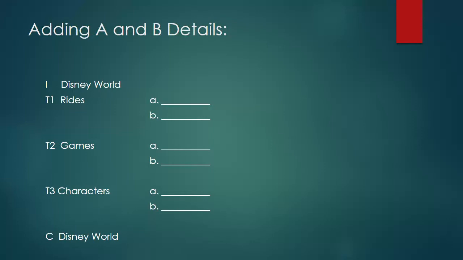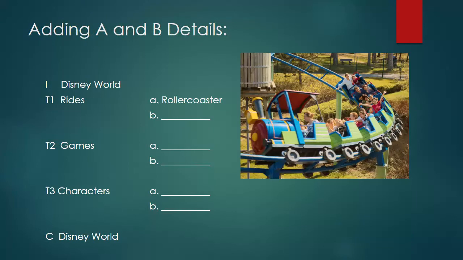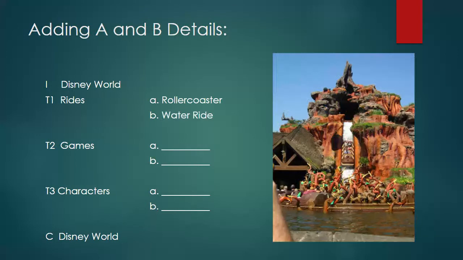When I think of Disney rides, I think of roller coasters that are exhilarating and that I really like to ride, just like the Seven Dwarfs Mine Ride. But I also really enjoy riding the water rides like Splash Mountain. I can use both of these for my A and B details. I can list roller coasters and water rides. I'll spend some time in my T1 paragraph talking about both of those.